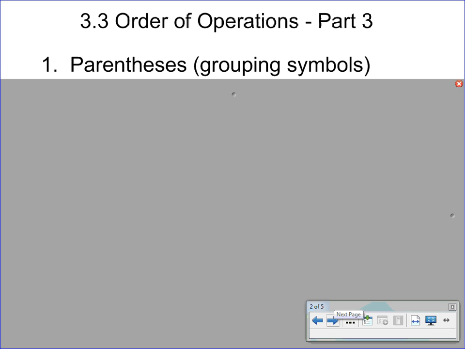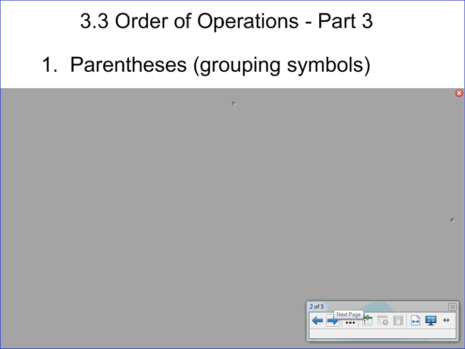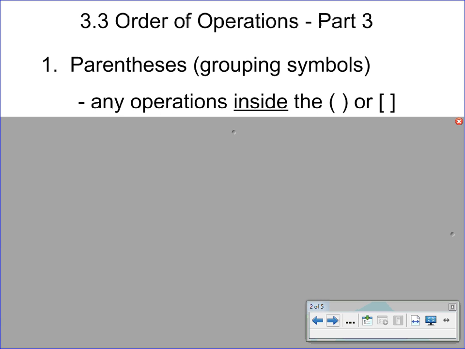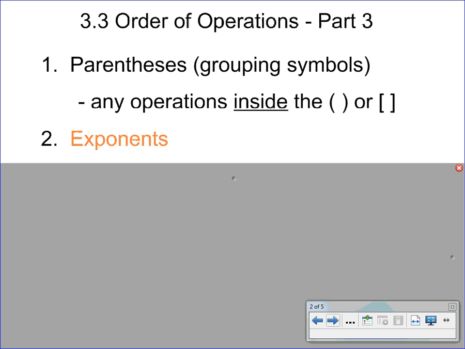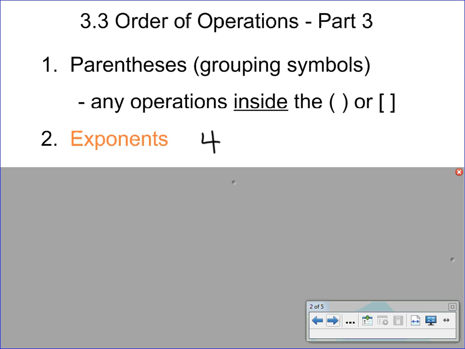Again, we're going to review the order of operations. The very first thing you're going to look for are parentheses or grouping symbols, and those can be parentheses or brackets. Secondly, you're going to look for any exponents. Exponents mean you have a base, like the number 4, to an exponent, and that means you're going to multiply the number 4 times itself 5 times.